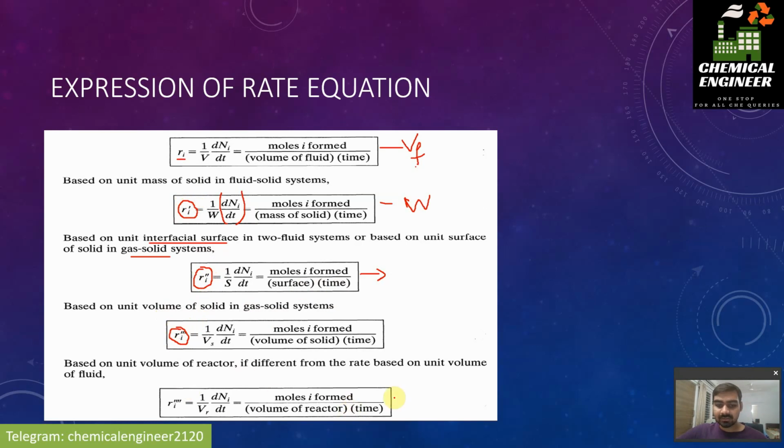Now if we want to consider it by the volume of the reactor, we can change that volume term to V of R. If we want to compare by volume of solid, we can change that term to V of S. So these are the 4 to 5 equations that you should know for expressing the rate equation. All right.